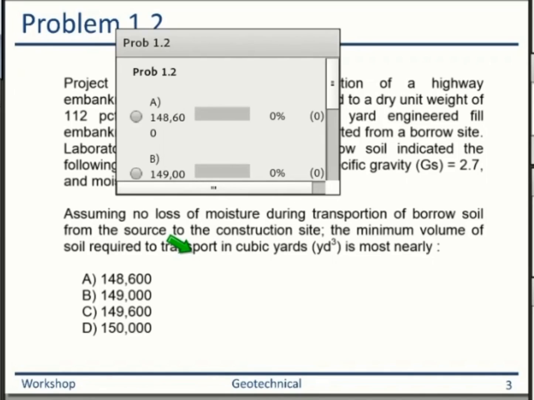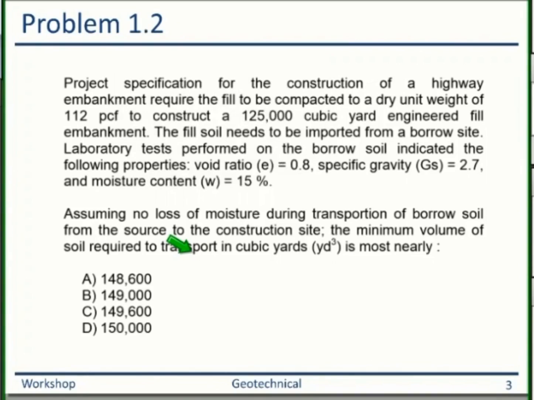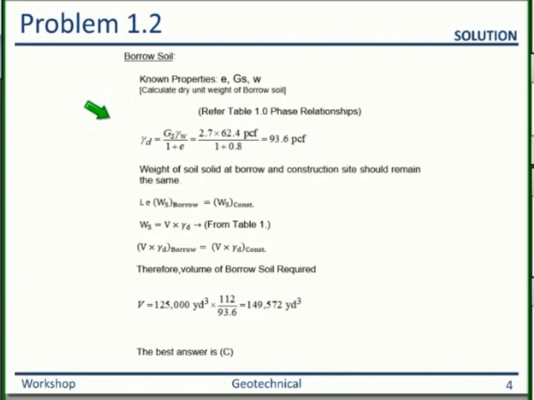Okay, so everybody went with C, which should be correct, right? Because if you look carefully here, the compacted volume is 125,000 cubic yards. At that time, your dry unit weight is 112. So compacted volume multiplied by dry unit weight will give you the weight of soil solid. The weight of soil solid should remain the same, right? Should remain constant. So at the borrow site, since the specific gravity is given, void ratio is given, and unit weight of water, you can assume it. Then you can calculate dry unit weight as this, which will give you 93.6 pounds per cubic foot.